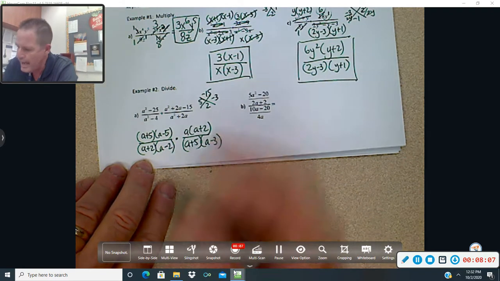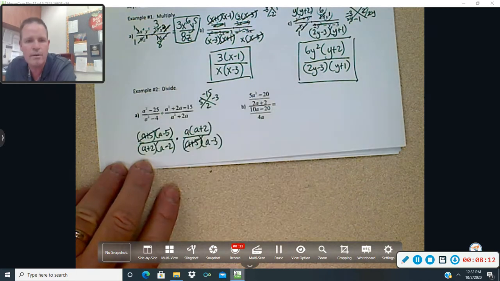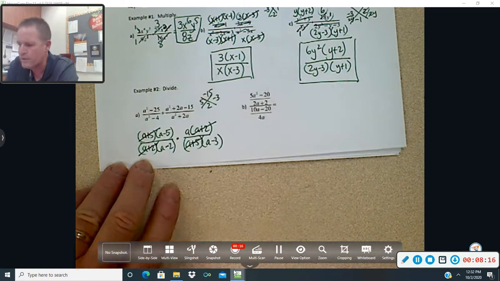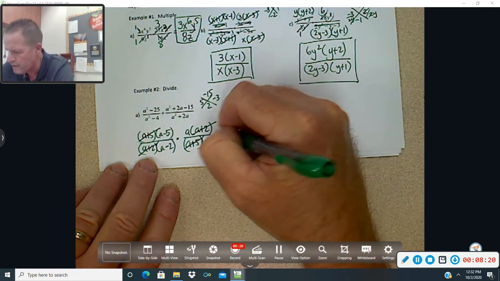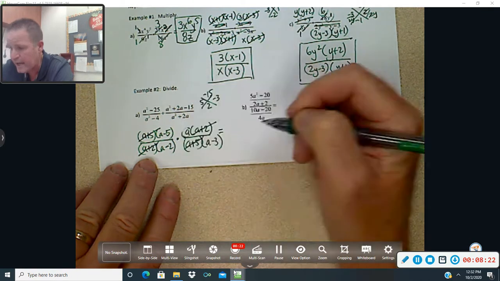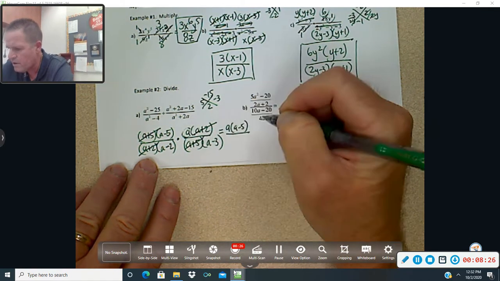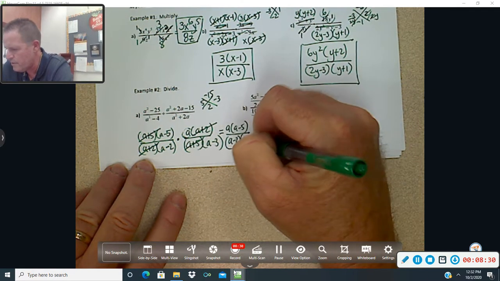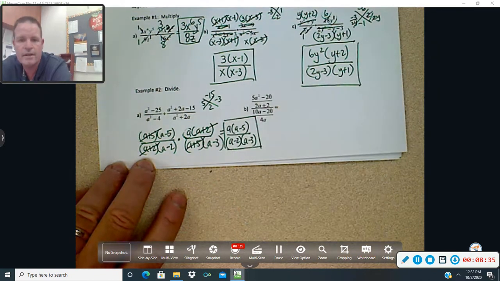And now, anything from a bottom that matches up with a top can cross out. Anything from a top that matches with a bottom can cross out. And the only thing left over now, again, be careful because this a is kind of hiding there. It's going to be a times a minus 5 over a minus 2 times a minus 3. And that is going to be our answer. Nothing else crosses out.